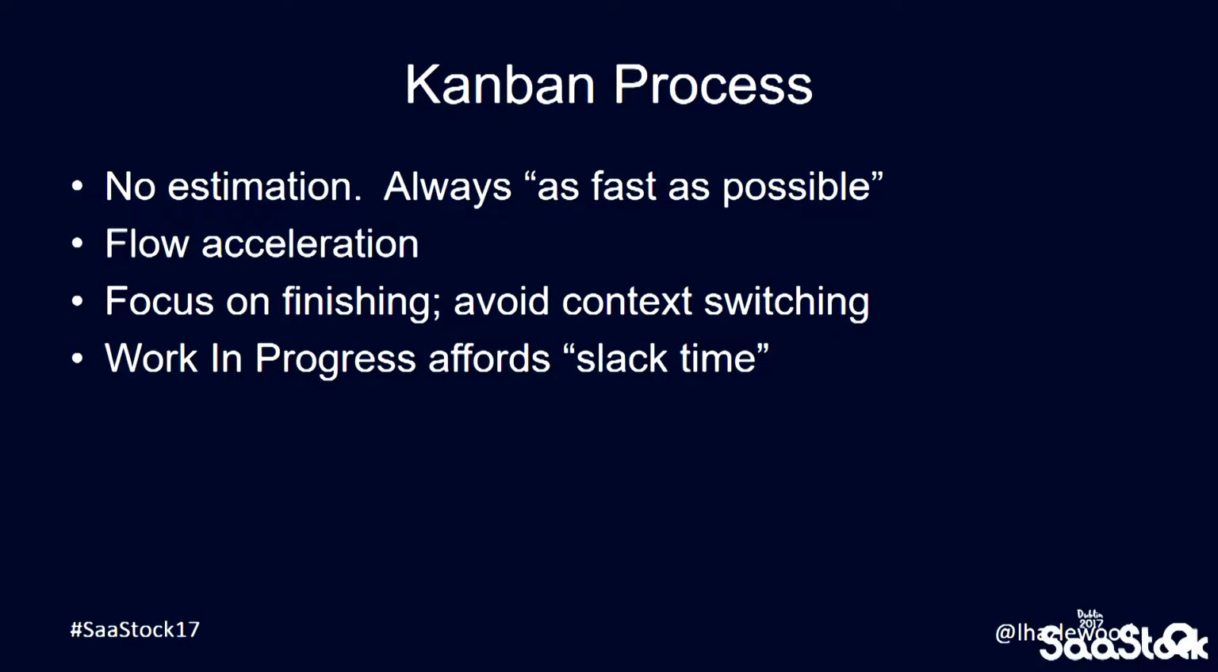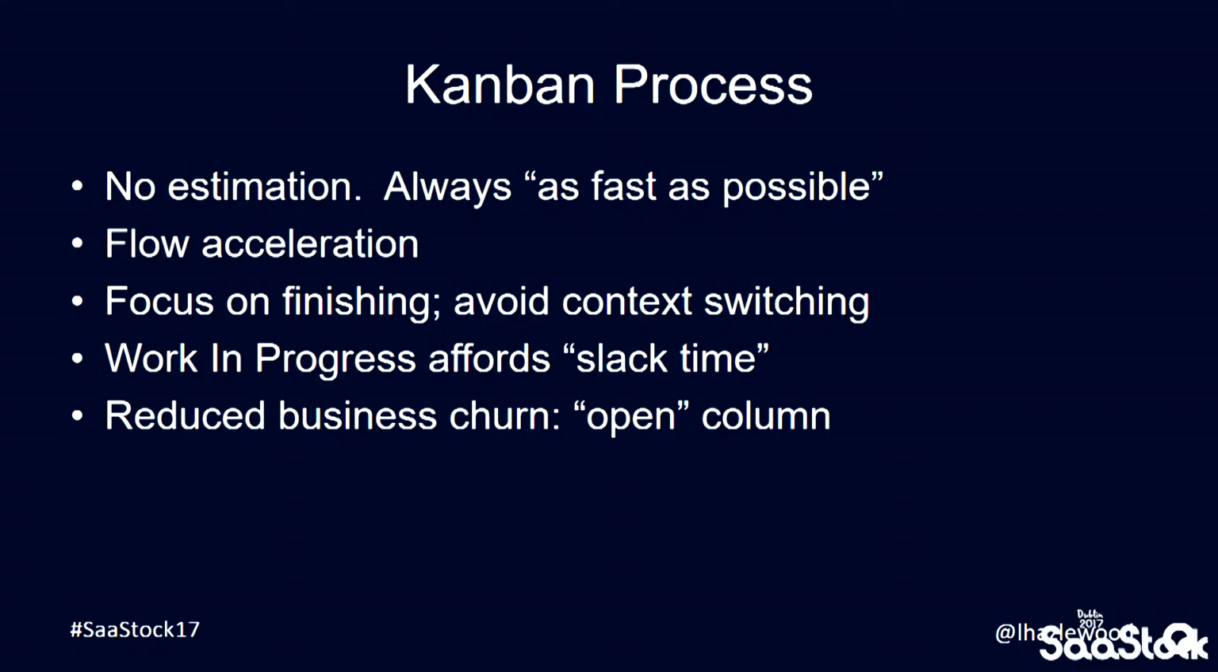And you want to avoid context switching. That causes confusion for engineers. I just talked about work in progress for slack time. It affords you the ability to go fix things that aren't really represented on the business board. And this, in turn, reduces business churn because the engineering team gets to define the process after the open column. And all the business has to focus on is just what goes into the open column. And they can move that around all they want. But the second that stuff gets in the flow, business needs to back off and let it be accomplished.